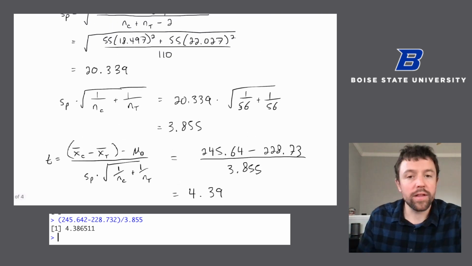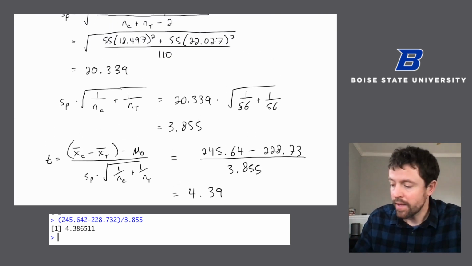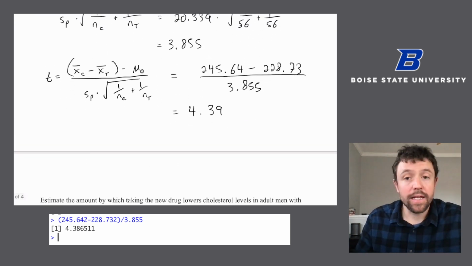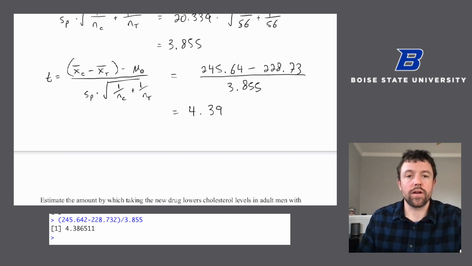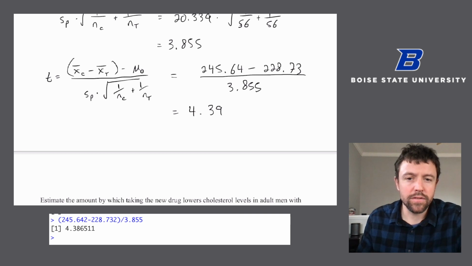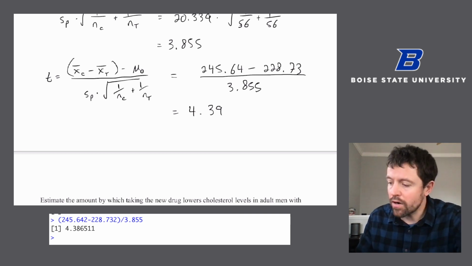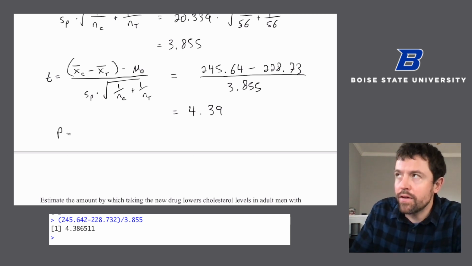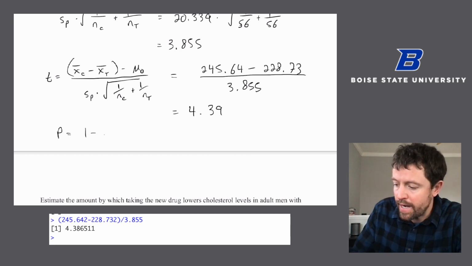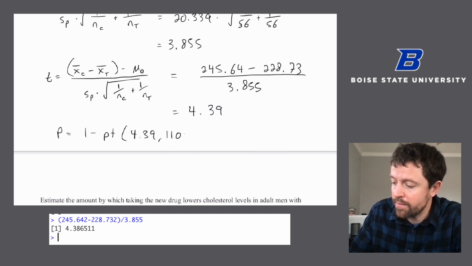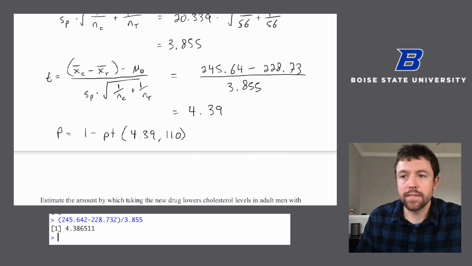All right, so we got 4.39 as our t-value. Now we need to calculate the p-value. That's going to be straightforward. The t-value is all the work. The t-value is the reason not to do this by hand. The p-value is not hard because, well, we have a greater than alternative, so it's 1 minus. And our degrees of freedom are 110, right? It's just total sample size minus 2.